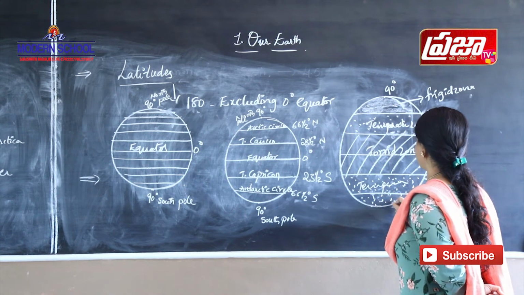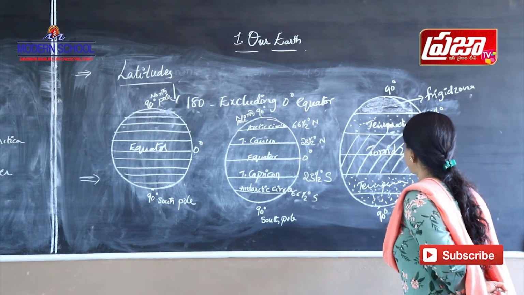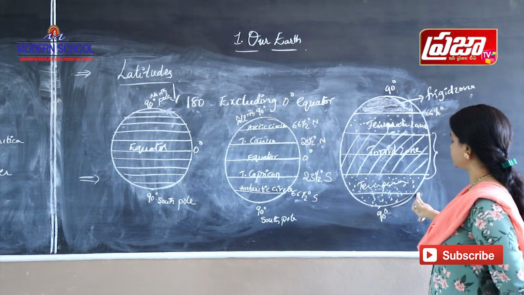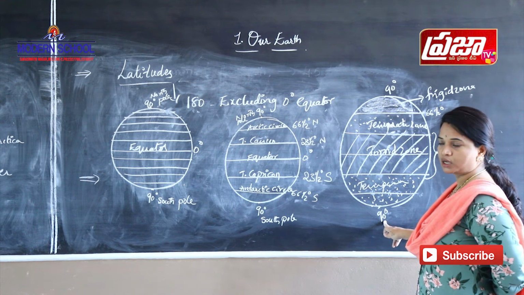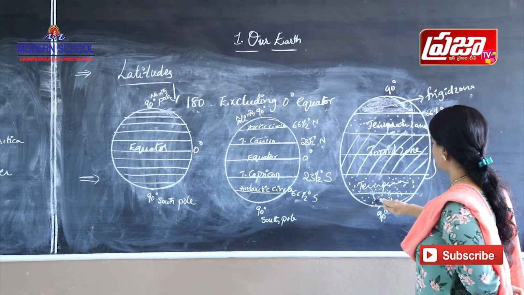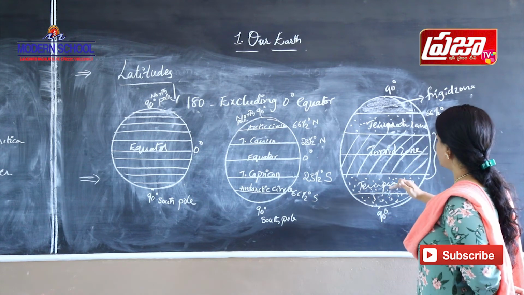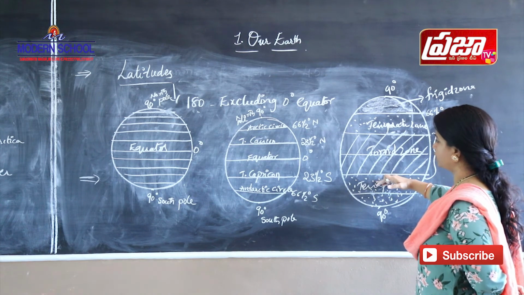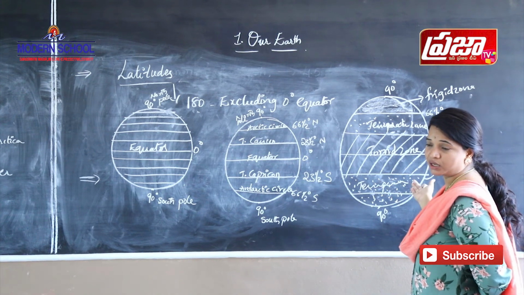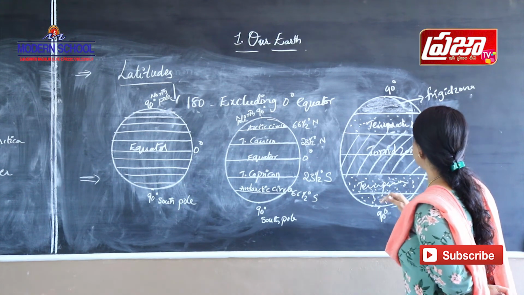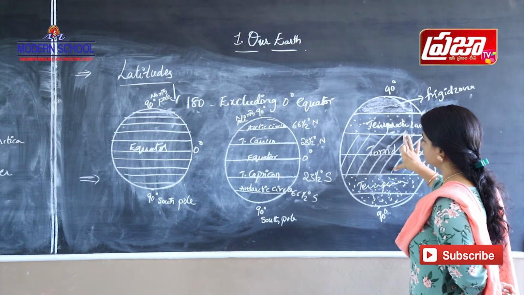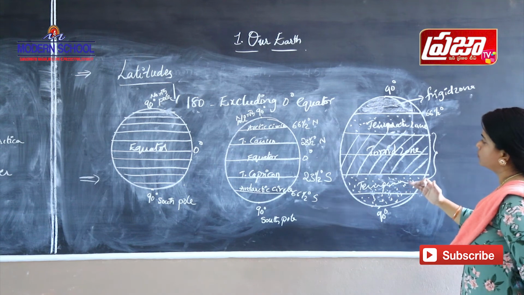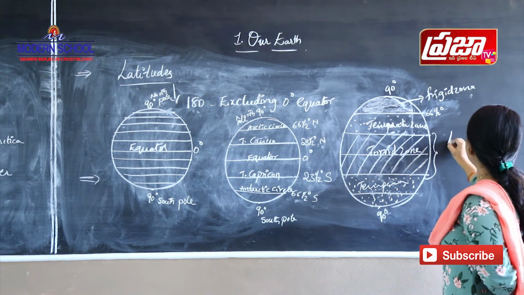Cold climate we can see here. Also in the southern hemisphere, the region from the 66.5 degrees Antarctic Circle to the 90 degrees South Pole is called the freezer zone, and here also we can see a cold climate. Coming to the temperate zone, it is a moderate climate, not very hot and not very cold. Coming to the torrid zone, it is the hottest place on the earth, and the climate depends on the angle of incidence.